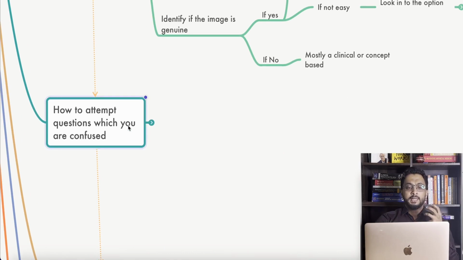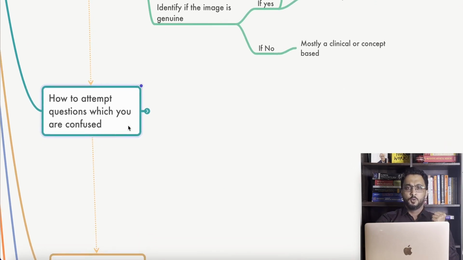Now, how to attempt the questions which you are confused about? First round is over, in the second round you're a little confused. At that moment, try to leave it. Don't do it. You'll come to the third round. Basically, confused questions should be kept for the third round.